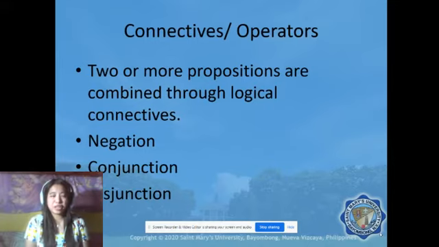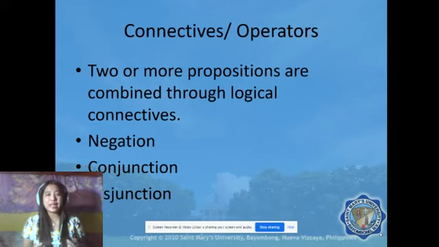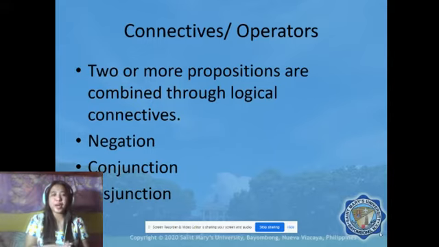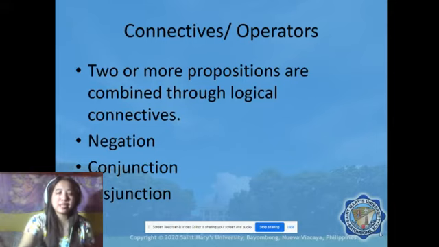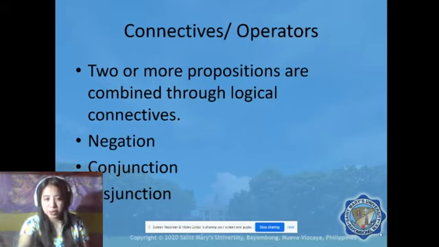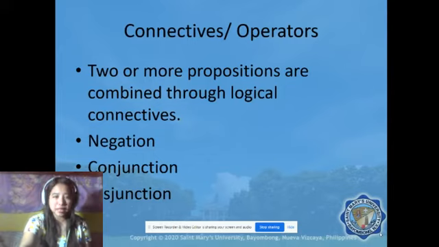So when two or more propositions are combined, we use logical connectives, and these are actually called compound propositions. So when we combine two or more propositions, we call that compound propositions and we connect them using connectives or operators. And some common connectives are negation, conjunction, and disjunction. So in this video, we are going to talk about these three connectives or operators.